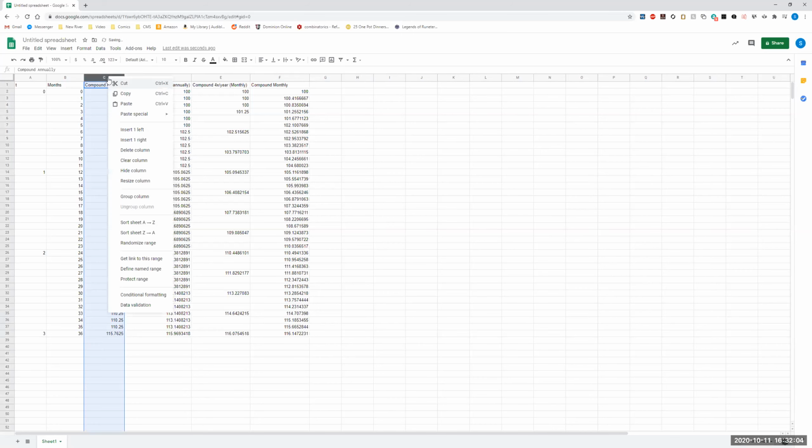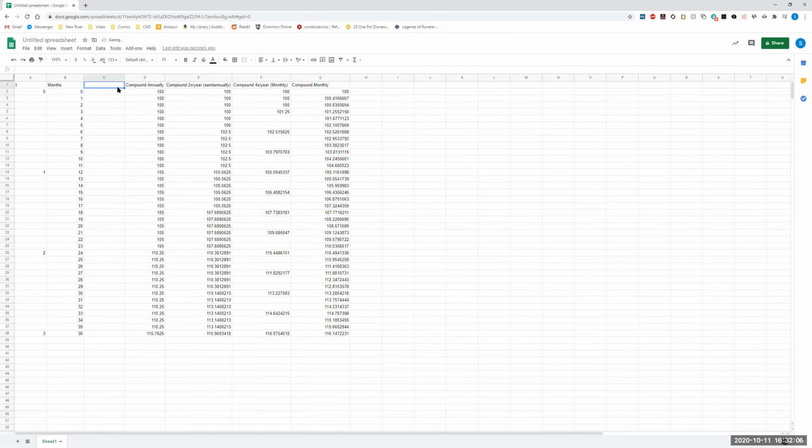I want to add in one more column, which would just be simple interest, which means simply every year we take the original amount and add $5. So compare these amounts of money with simple interest as opposed to compounding annually, twice a year, 4 times a year, or 12 times a year. The more times we compound, the more money we end up getting.